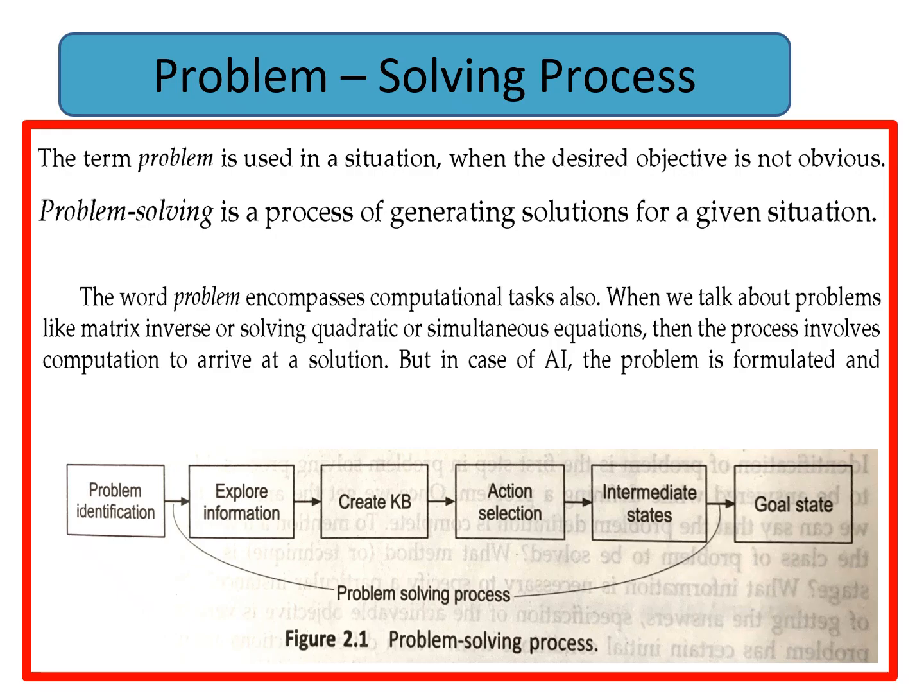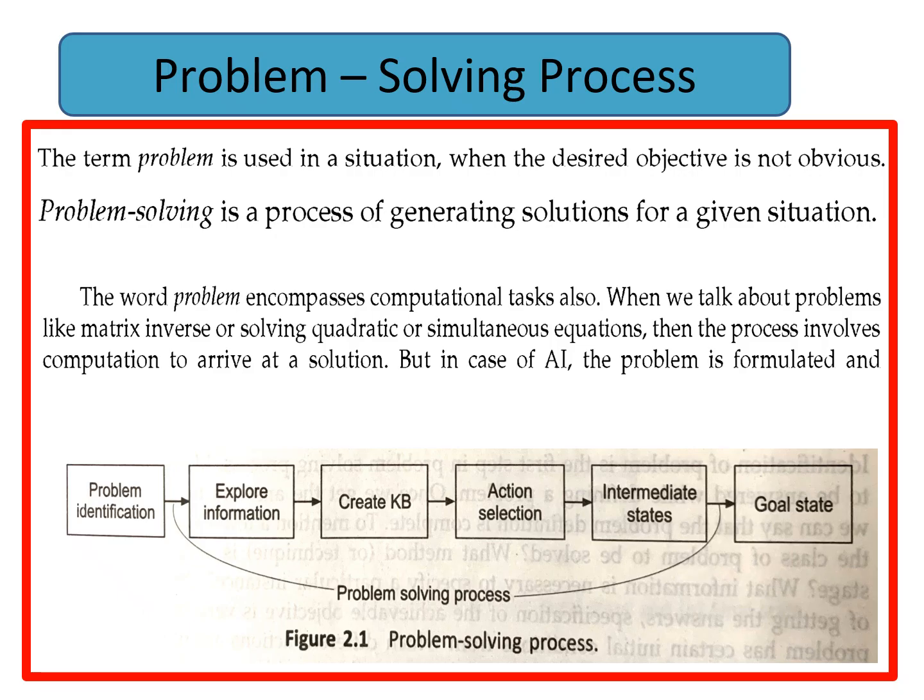Let me go through them one by one. The first step is problem identification. In this step the problem is recognized and clearly defined: what is the problem, what is the goal, and what constraints can exist. A real-time example is a route finding problem. The task is to find the shortest path from Chennai to Kolkata. What is the way, what is the route, and how to find the shortest path between them. A clearly defined problem helps in finding an effective solution.